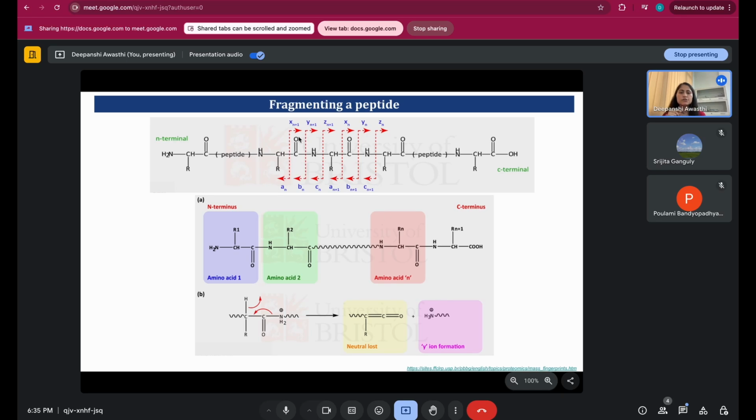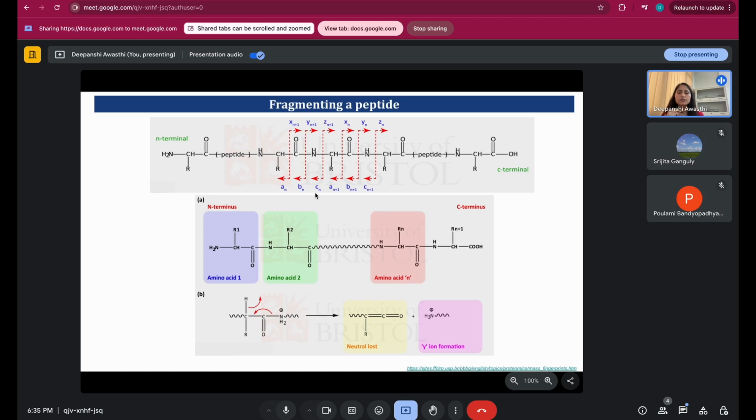Similarly, in this also I have shown the different ions which are generated. Whenever you say A, B, C, these ions are towards the N terminal, whereas if we call X, Y, Z, these are read from the C terminal. The number written next to them, for example Zn, Yn, Xn, tells you how many amino acids it will have.